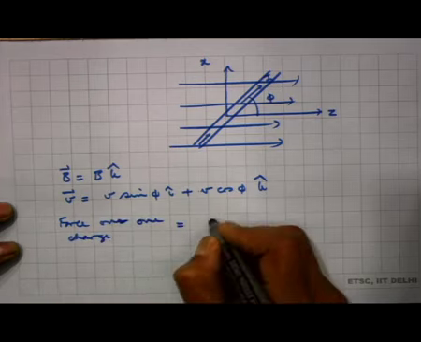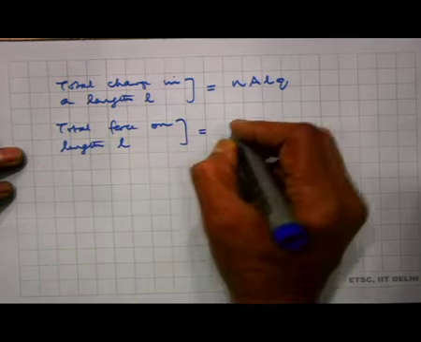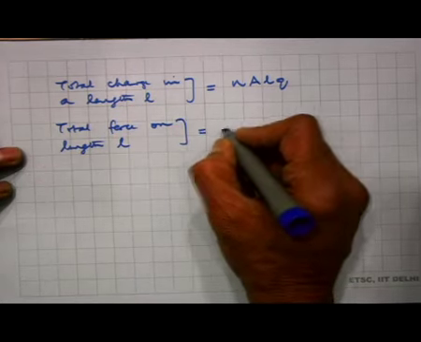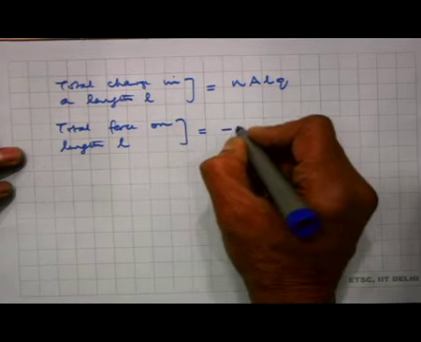and I can relate this to the current by calculating again the total charge in a length L, which must be equal to N A L times q as before. So, the total force on length L will be equal to minus N A L q, that is the charge, into v into B sin phi j cap.